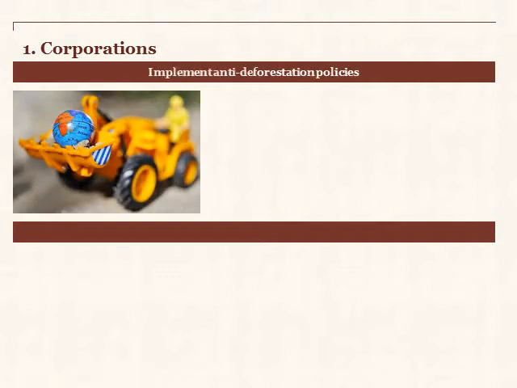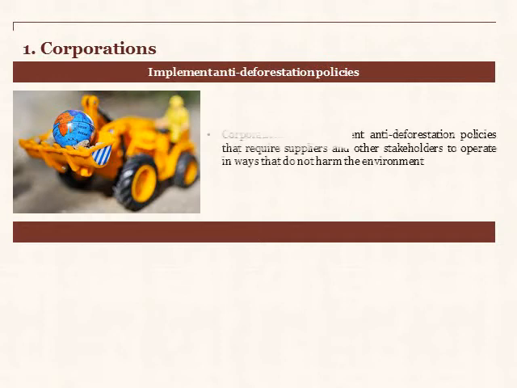Now let's see how corporations can implement anti-deforestation policies in their company. They can introduce policies for the stakeholders that are operating on their basis. Corporations can implement anti-deforestation policies that require suppliers and other stakeholders to operate in ways that do not harm the environment. And right now, many companies in the world are working with such a policy.